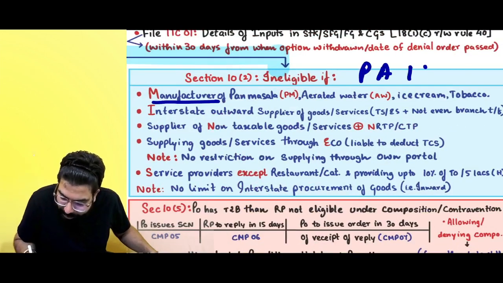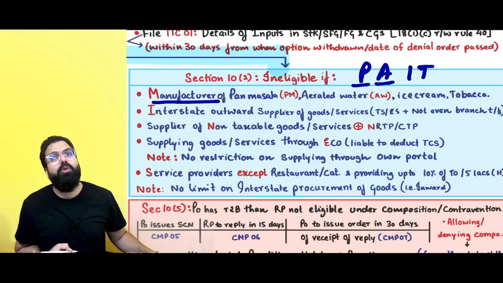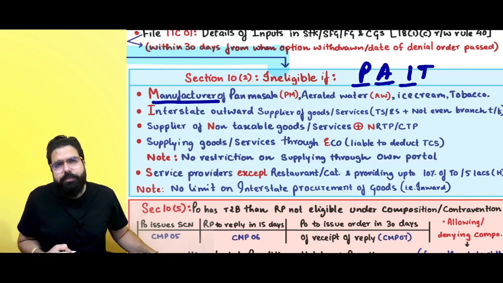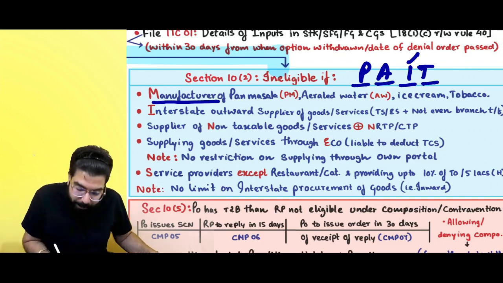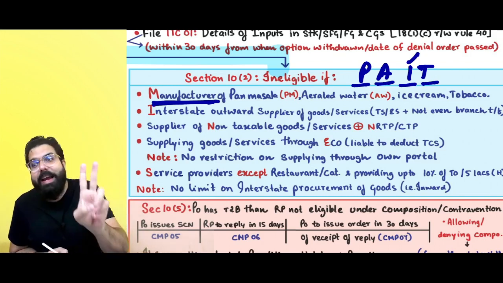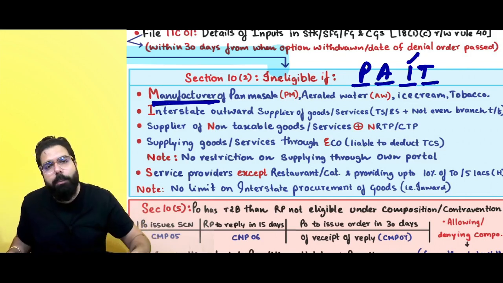Sir, what is PAIT again? Sir, P for pan masala, A for aerated water, those cold drinks, etc., I for carbonated drink, I for ice cream, and T for tobacco. So if you are a manufacturer of PAIT, then the government has told you are ineligible for the composition scheme.